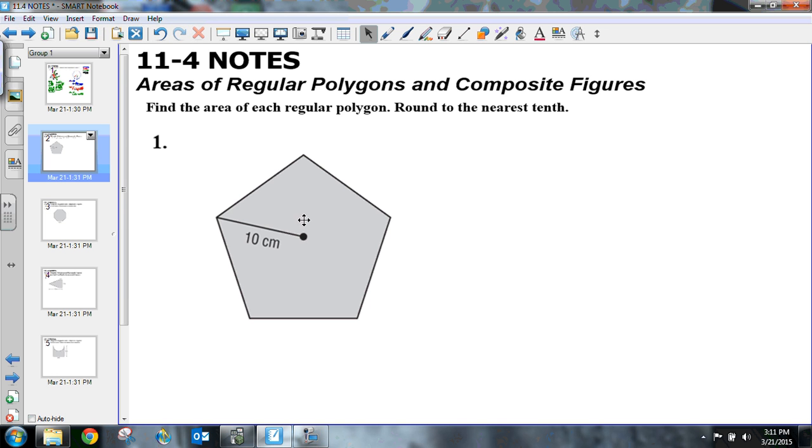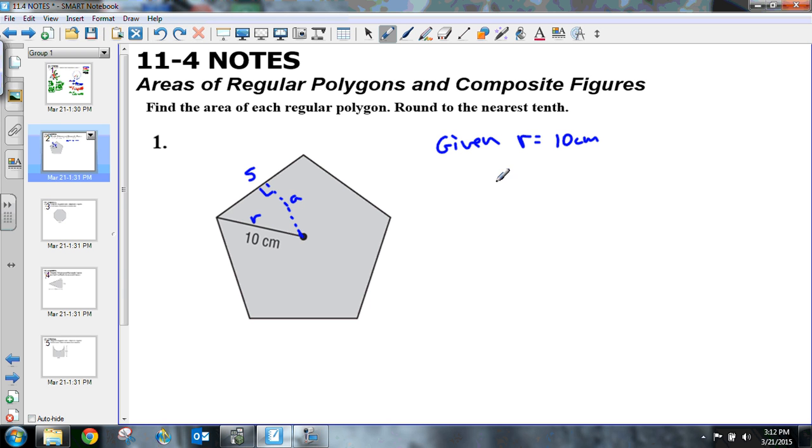Now remember that we have a couple of different measurements from this. So what I know is that this is my radius. I know this is my side length. The perpendicular length from here to here is my apothem. Now you're given the radius. Okay, radius is 10 centimeters.